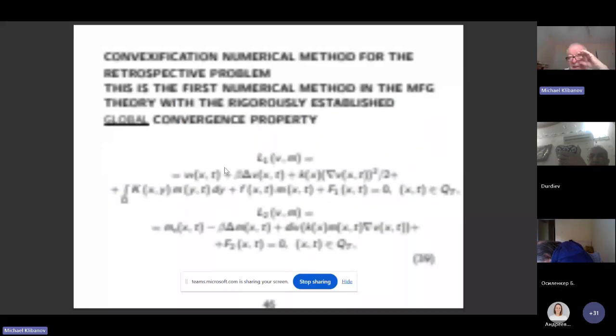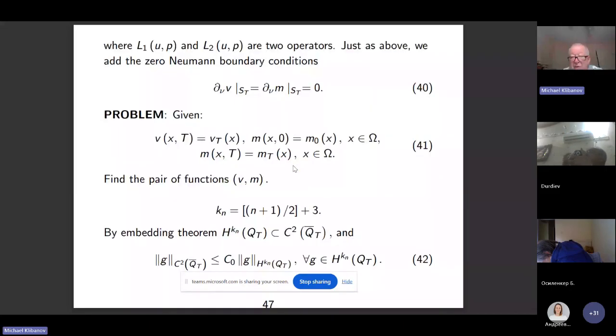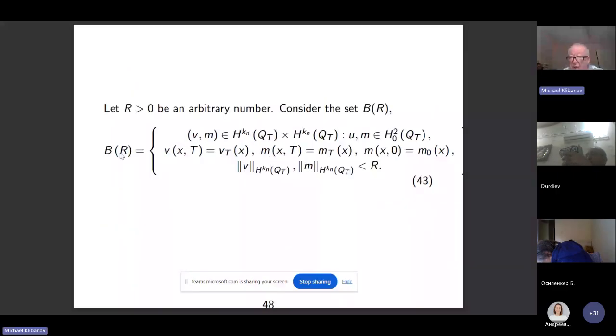Now, the next question is, okay, all my methods now start from theory, proof uniqueness, and then global convergence. That's my style for recent years. How to solve this problem? Again, convexification. We consider those two operators in the left-hand side of the Mean Field Games system with Neumann boundary conditions. We have the same terminal and initial conditions, as I said. Again, analog of the set B of R.